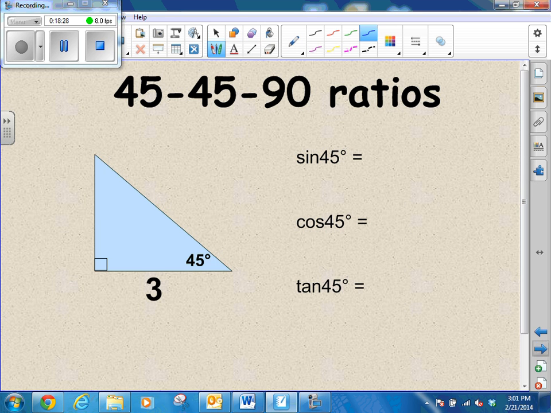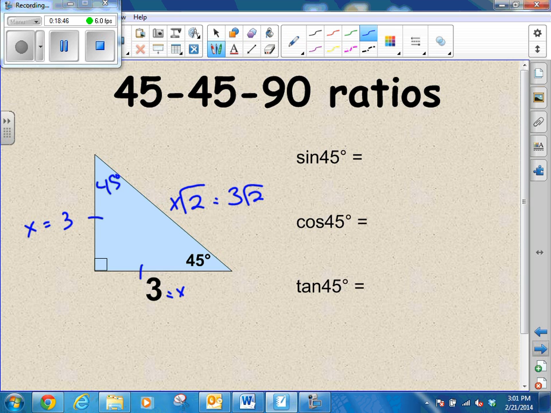What should I do first? Anthony? Absolutely, mark up the sides. You have 45, which means you have a 45-45-90 triangle, which means the sides are congruent. These are x radical 2, so this is 3 radical 2. First place to start. Very good.